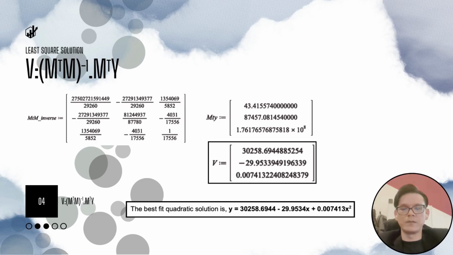0.007413. Substituting these coefficients into the quadratic equation produces the final quadratic best fit curve, which is y equals 30258.6945 minus 29.9534x plus 0.007413x squared. The equation represents the quadratic approximation for Malaysia's inflation rate data.